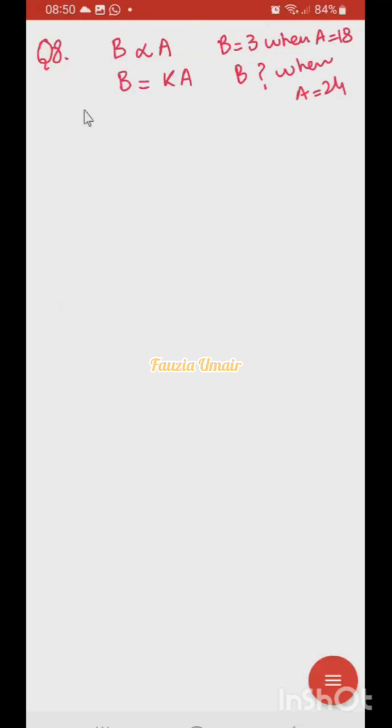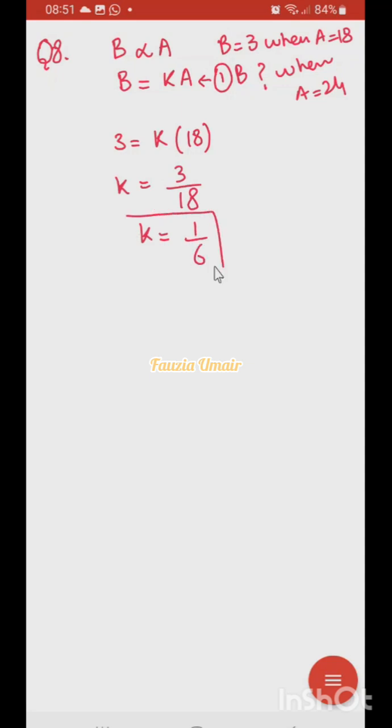Now we will use the same thing. b is equal to ka. I told you, find out the equation connecting b and a. Call this equation 1. First of all, let's find out the equation. Although they have not asked for it, it's a good habit. We put the value of b: b is 3, k into a is 18. So k is equal to 3 by 18, or we can say k is equal to 1 by 6. This is the value of k.